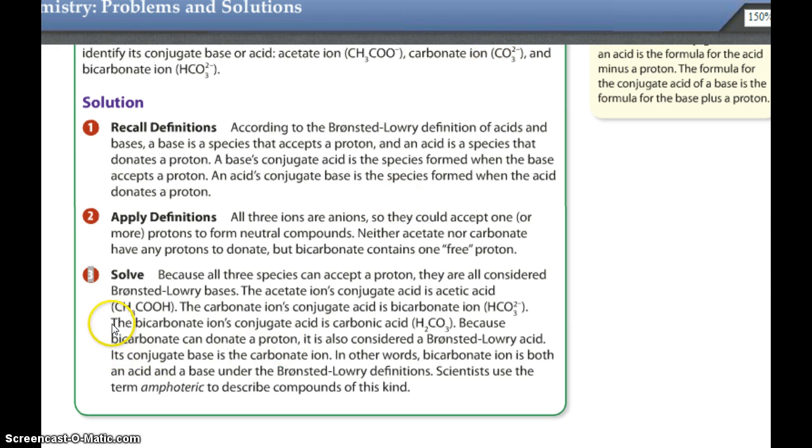The bicarbonate's conjugate acid is carbonic acid. Because bicarbonate can donate a proton, it is also considered a Bronsted-Lowry acid. Its conjugate base is the carbonate ion. In other words, bicarbonate ion is both an acid and a base under the Bronsted-Lowry definition. Scientists use the term amphoteric, ampho meaning it can be either, to describe compounds of this kind.